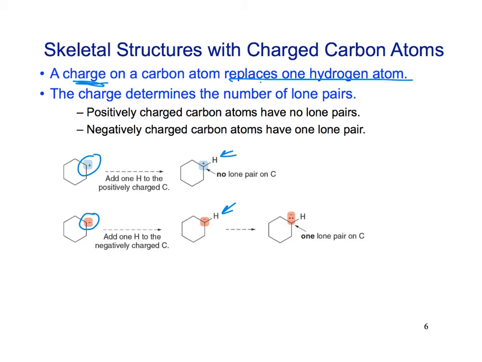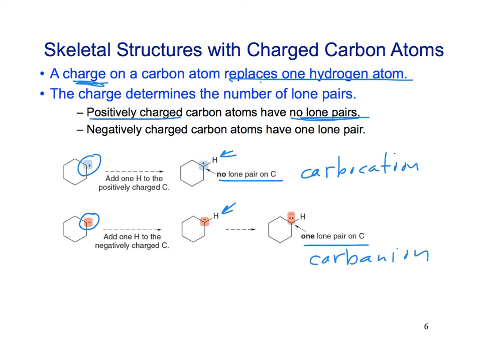Then we can determine the number of non-bonding or lone pairs from the charge. If that carbon is positively charged, then it has no lone pairs. So that's like this, no lone pairs here. So this is called a carbocation. All right, and that carbon has only 6 electrons around it. Down here we have a minus charge. If that has a minus charge, that means we need to add 1 lone pair. This is called a carbanion. Okay?